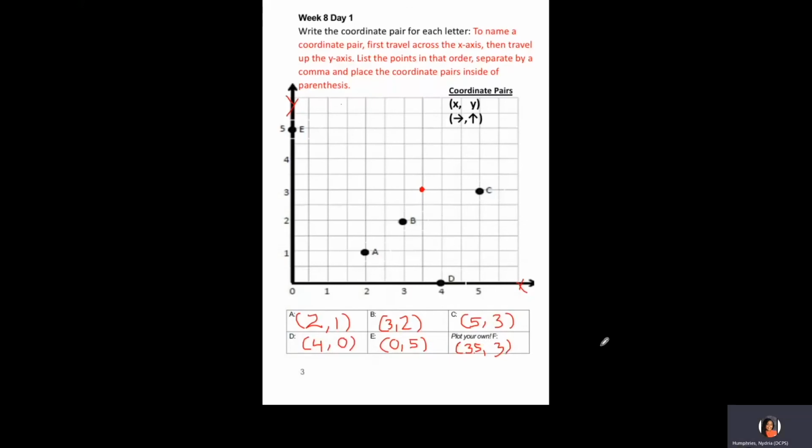All right, so we have just written the coordinate pair for each letter, and we created our own point on the coordinate plane. So this concludes our fluency for week 8, day 1.